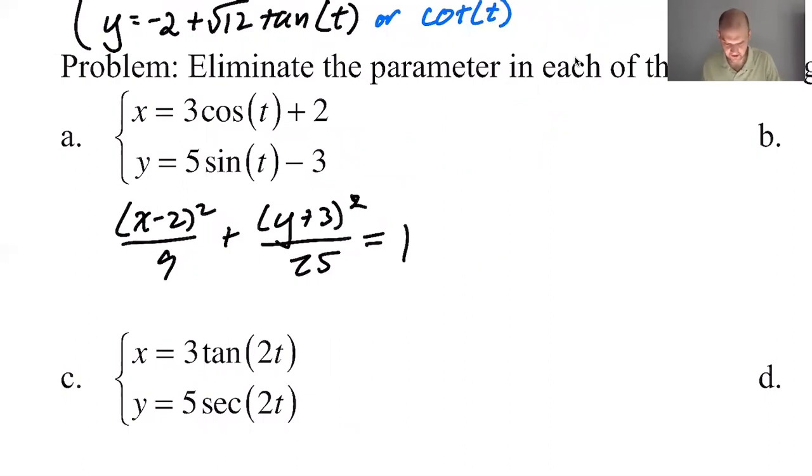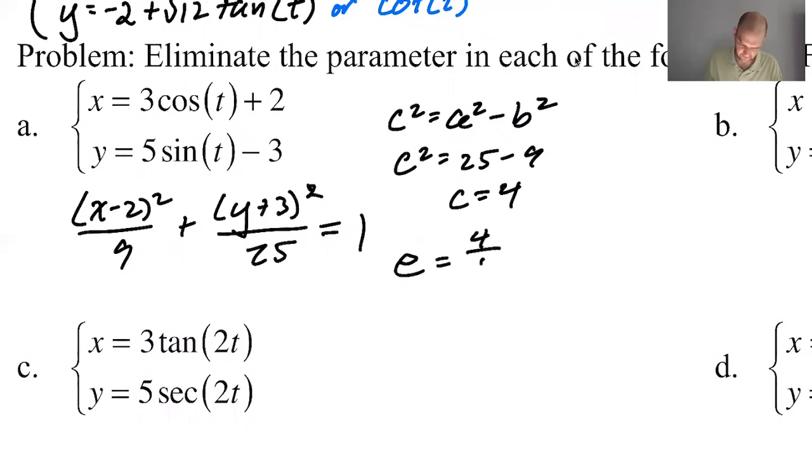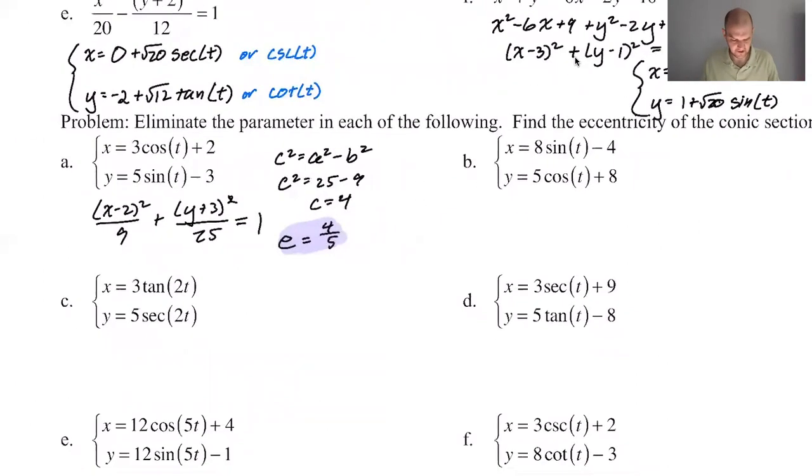What am I talking about? An ellipse, c squared equals a squared minus b squared. So c squared is 25 minus 9. So then c squared is 16, so c is 4. So the eccentricity is going to be c over a, 4 over 5. I'm going to highlight that. Okay, I think that's good.